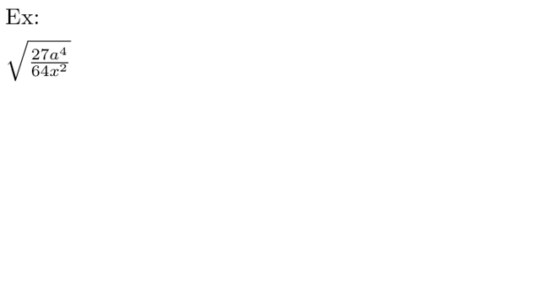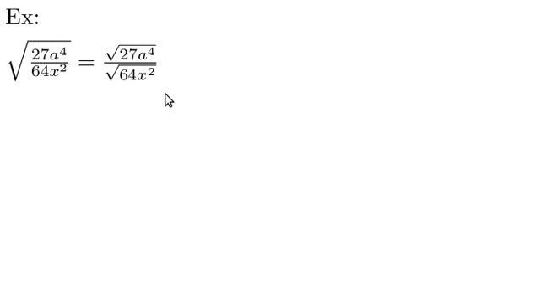Okay, I did something wrong. Sometimes the code can get tedious. So we have the square root of 27a to the power of 4 over 64x squared.